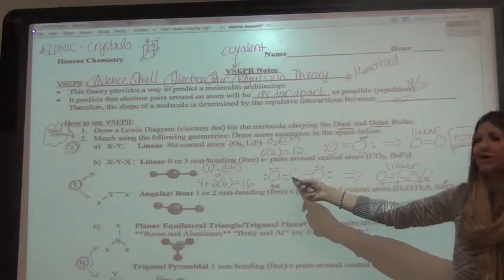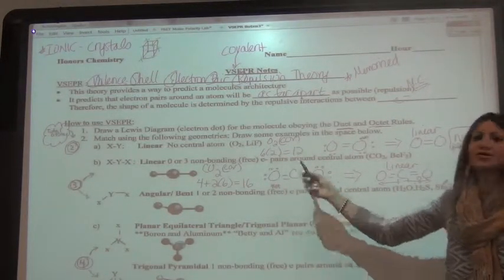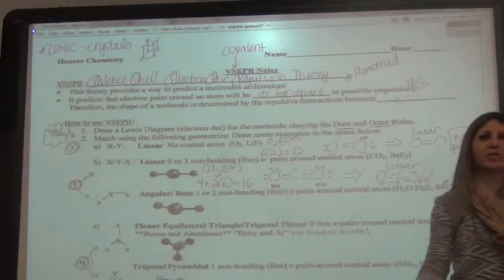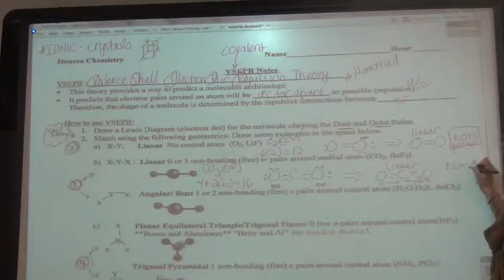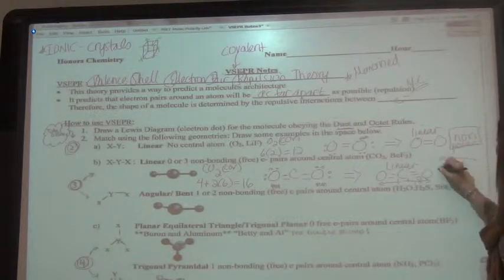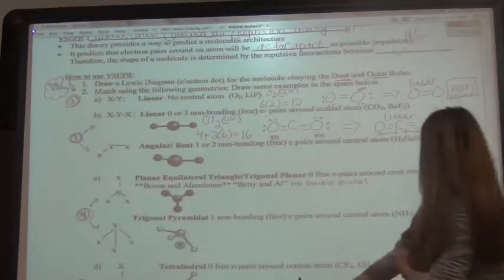Are there dots on the central atom? No. So we have to use our pizza rule. Do these oxygens look exactly the same to you? Does it look like a mirror image to you? Yeah. So guess what we call this? Non-polar. It's a non-polar molecule. Polar bonds, but it's a non-polar molecule. All right, let's try the next one.